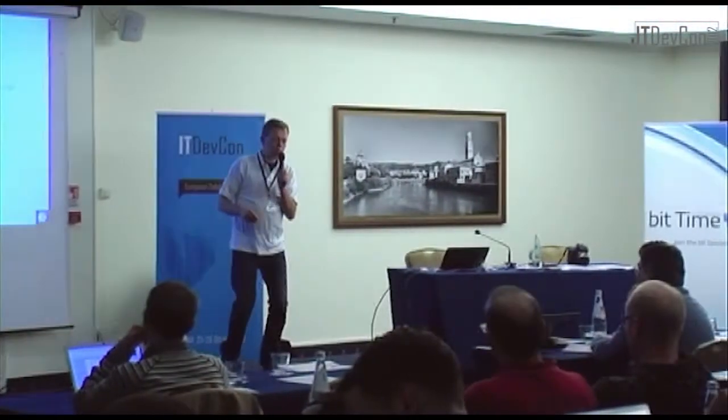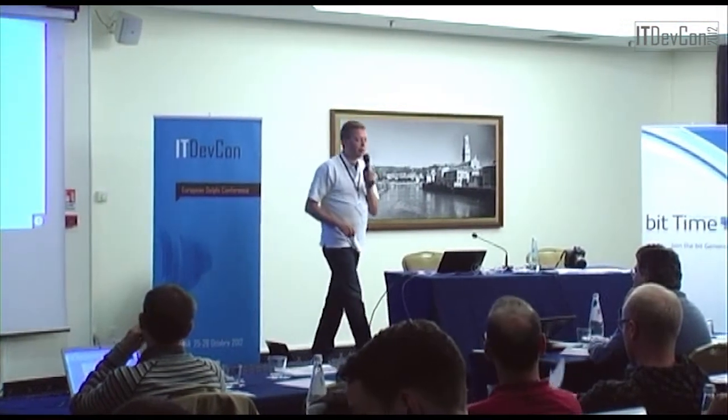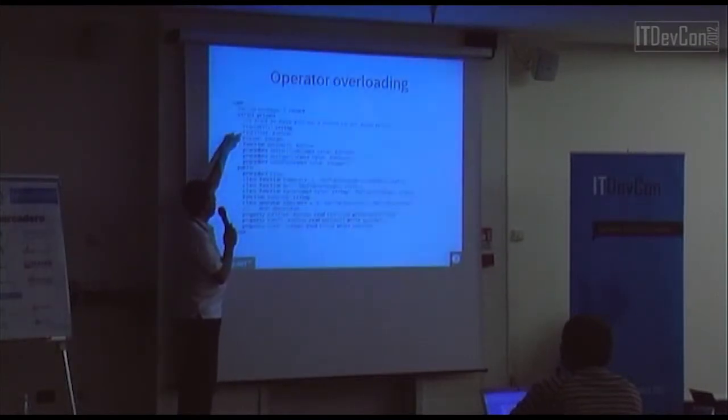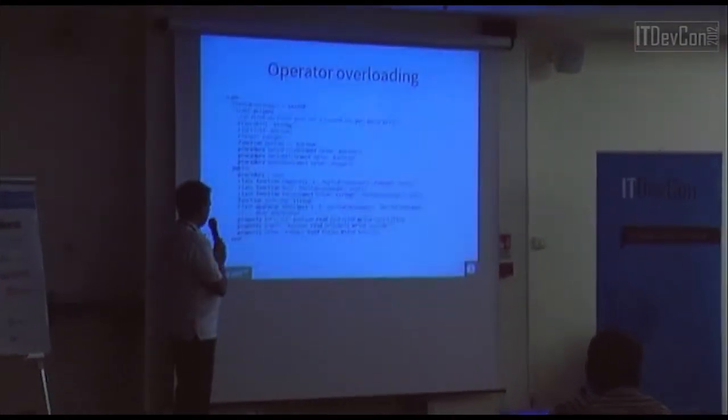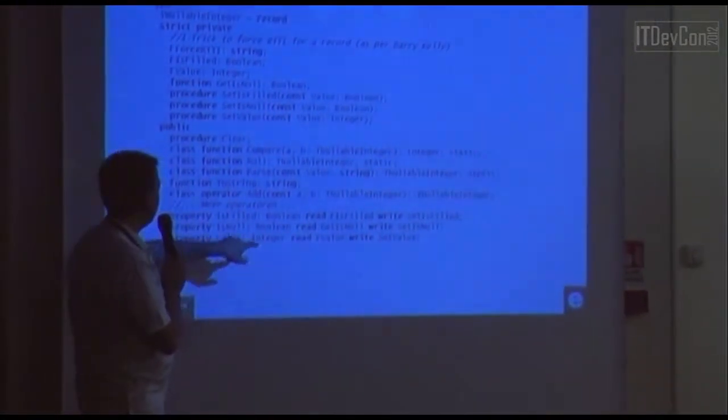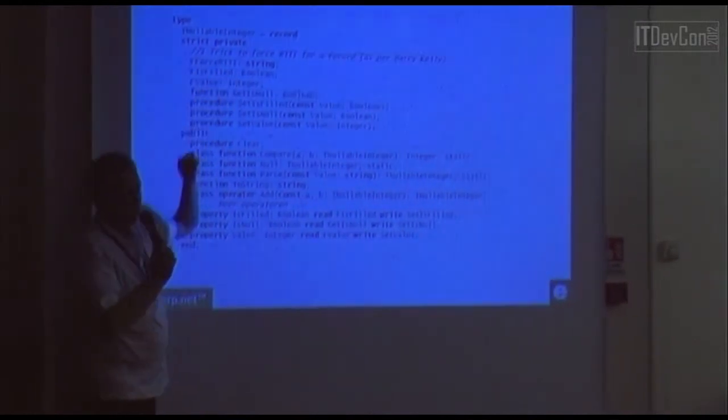So in practice, most of my conversion operators are explicit. And this is the foundation for a nullable integer. So what you see here, well, this one is for the example, so in practice it isn't there. It starts with the field is filled and the value that it has, which means that it doesn't have a field is null. It has a property is null that uses a method get is null that gets the negation of is filled.